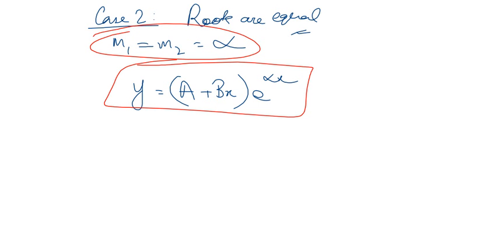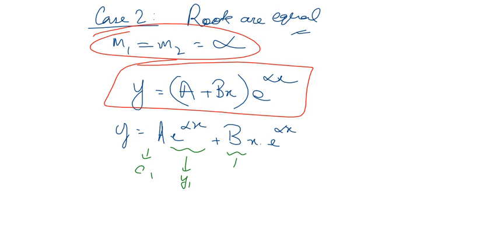So here also it complies. If we expand, we find that it is a e to the power alpha x and b x e to the power alpha x. So here also it complies with general solution. If we consider a as say c1, e to the power alpha x as y1, b as c2 and x e to the power alpha x as y2, it also complies with the general solution. So we are done with two cases now, and we have the last case, that is the case of complex roots left.